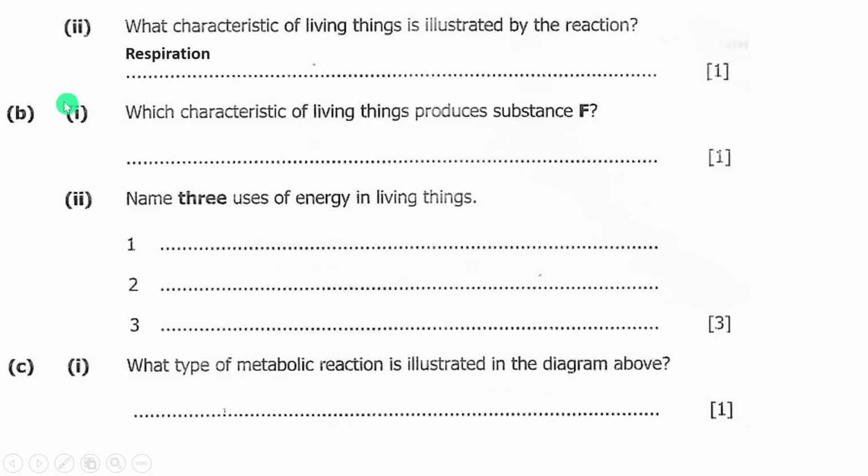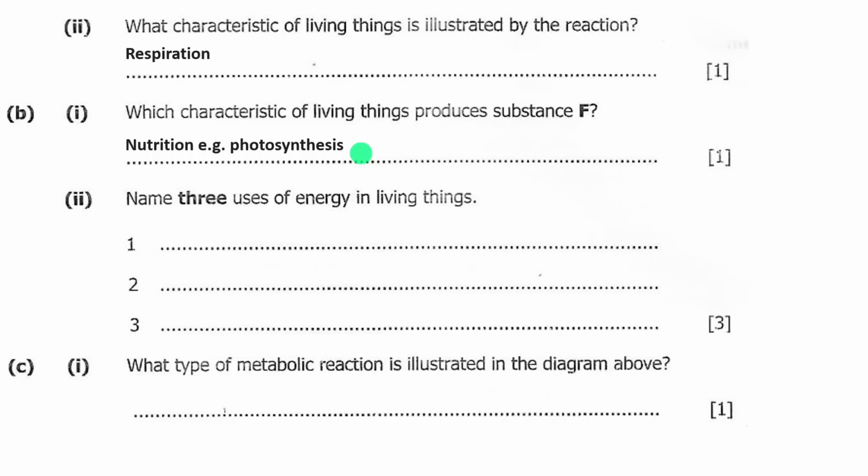All right. So B part 1 says which characteristic of living things produces substance F? Okay, so since substance F is actually glucose, what characteristic of living things produces glucose? You can either say photosynthesis, right? It's a process and a characteristic of a living thing, but the actual one is nutrition. So here we can say nutrition, e.g. photosynthesis. So we understand that substance F, which is glucose, is produced by a process which is under nutrition, and this process is photosynthesis.